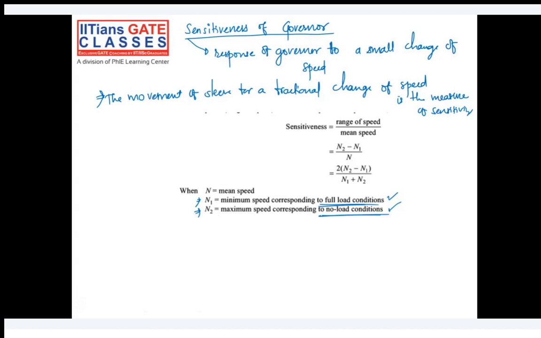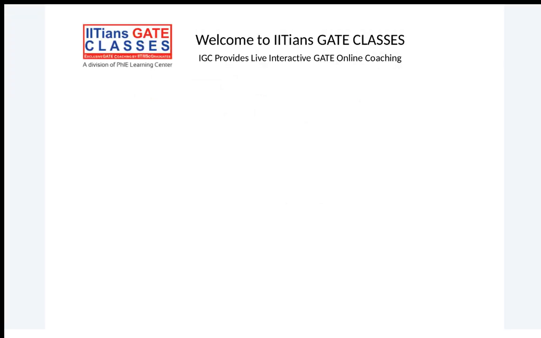Then the sensitiveness can mathematically be written as the range of the speed divided by the mean speed. What is the range of the speed? N2 minus N1. This is the range of the speed. And the mean speed is N, which is nothing but the sum of the maximum speed and minimum speed divided by 2. So write down this formula. Sensitiveness of the governor is mathematically calculated by using this formula.